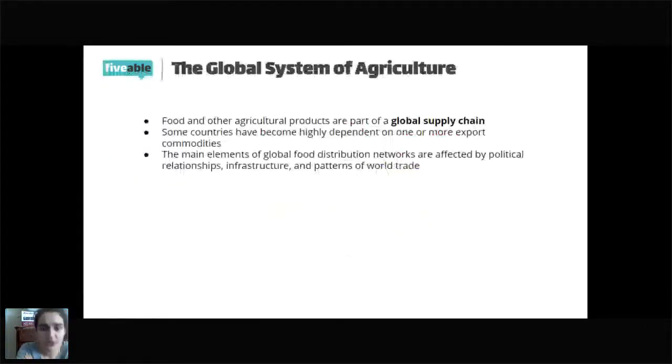The global system of agriculture. Food and other agricultural products are part of a global supply chain. Do you guys know what a global supply chain is? Any idea what that would be? Maybe try to connect the words. The words basically explain what it is. A chain where goods are traded.